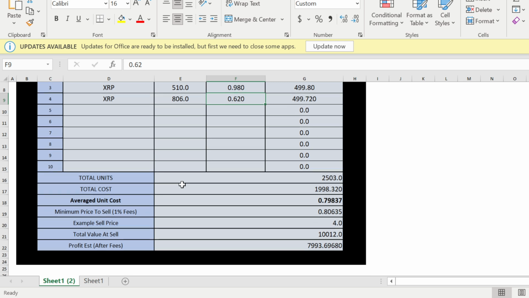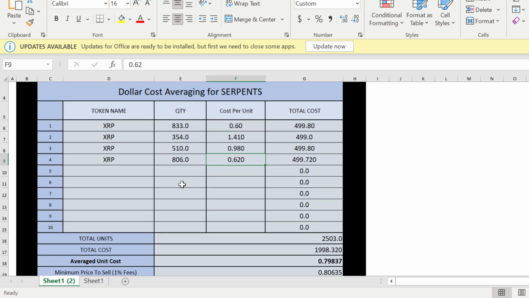So our average unit cost would actually be 79 cents, which is pretty good. Now, 79 cents is almost better than all of these combined, right? So if you got a real bad one over here at $1.41, and you still got a bad one here at 98, overall, when you average it out, you actually have an average of 79 cents. So I hope it does help, and I hope that this dollar cost average video guides you a little bit on what it takes to dollar cost average.